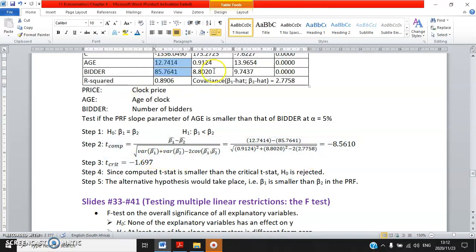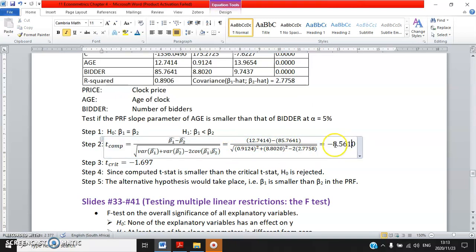Denominator, square root, and then the square of this plus the square of 8 point something minus 2 times... Again, I said the covariance must be given to you. Then you sort out all the calculations, square root, and at the end, your computed t-stat is minus 8.5610.